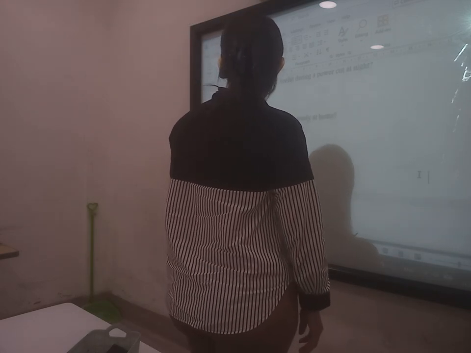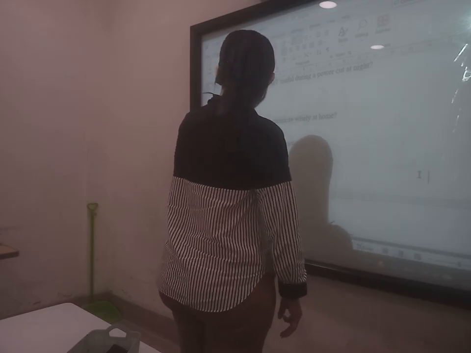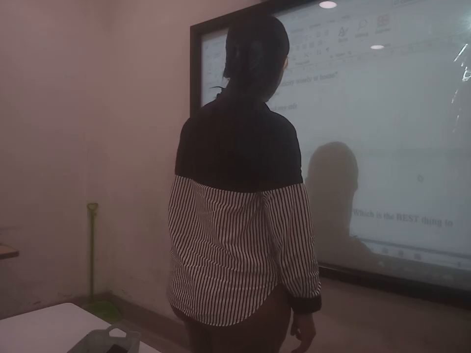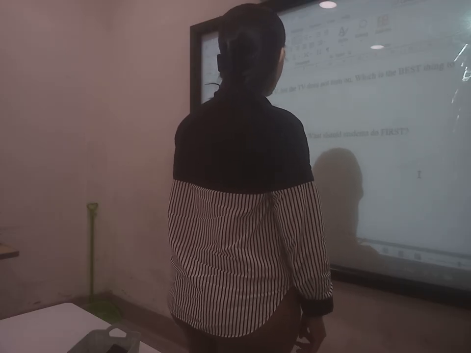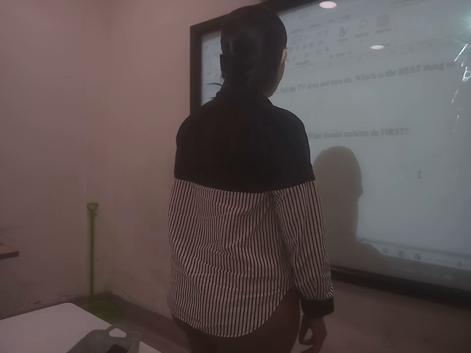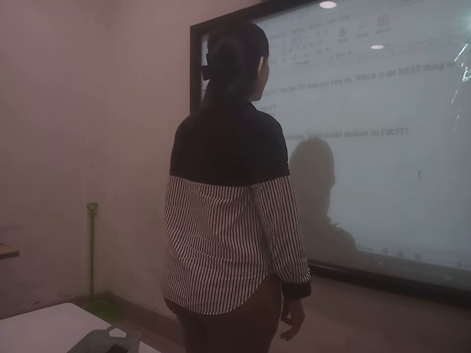Why should we use electricity wisely at home? This is C. To save energy and stay safe. Ali wants to watch TV, but the TV doesn't turn on. Which is the best thing to check first? C. The power plug.